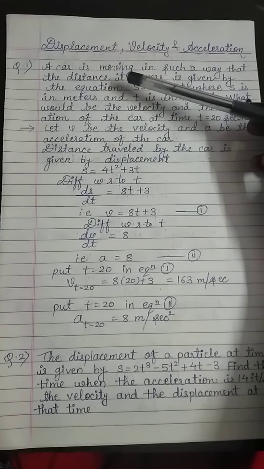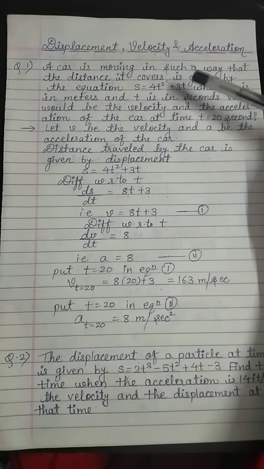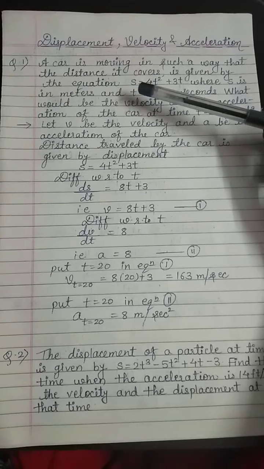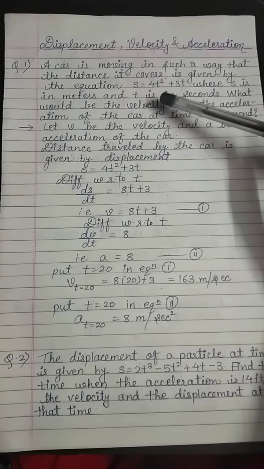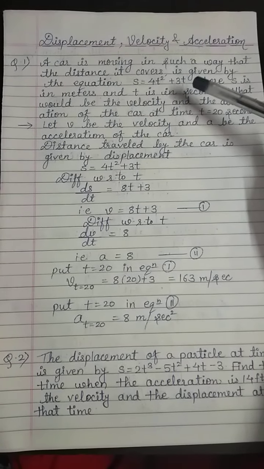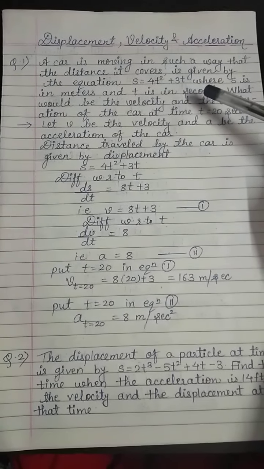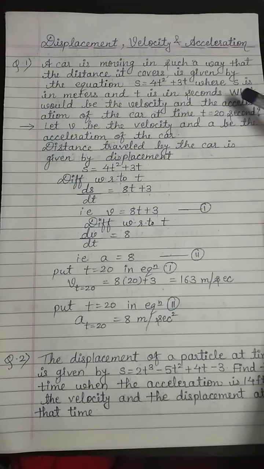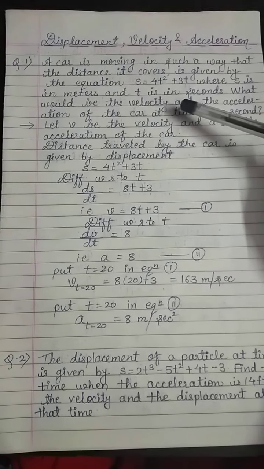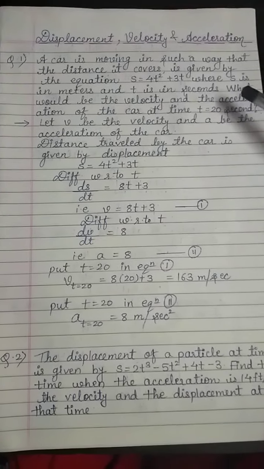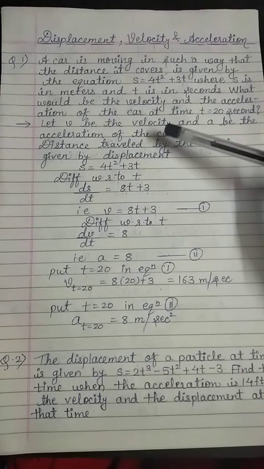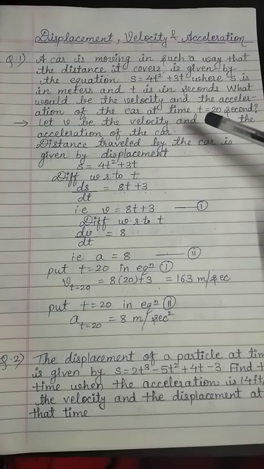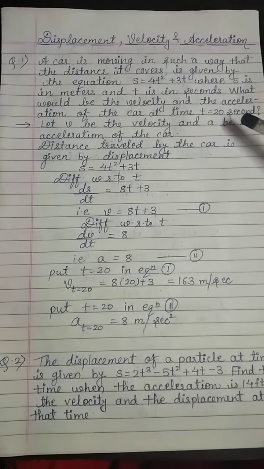A car is moving in such a way that the distance it covers is given by the equation s = 4t² + 3t, where s is in meters and t is in seconds. What will be the velocity and the acceleration of the car at time t = 20 seconds?